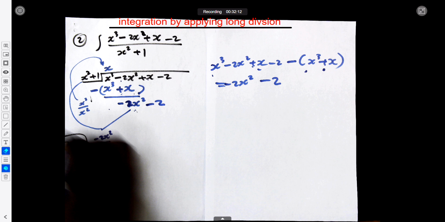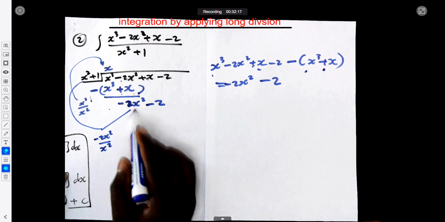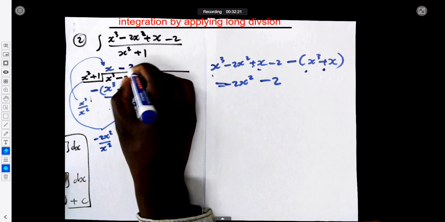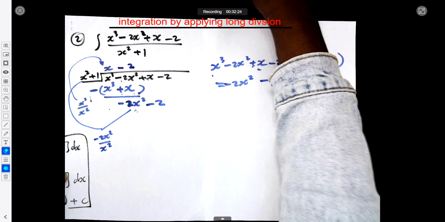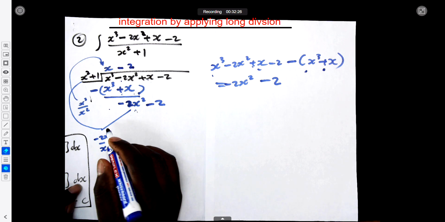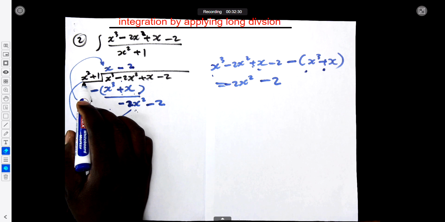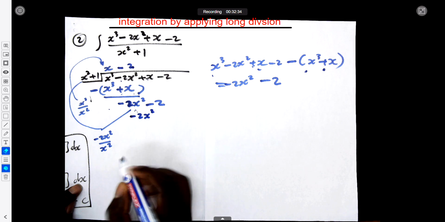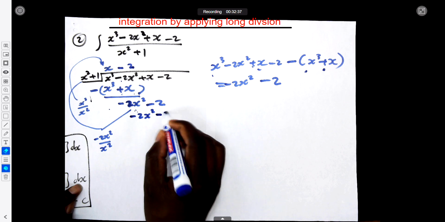The answer that we get, we must write it on top there. So I'm avoiding a lot of lines. So what is negative 2x squared divided by x squared? It's negative 2. The rule says that we must multiply after getting the answer. So it's negative 2 times x squared, so I have negative 2x squared. Then negative 2 times 1, so I have negative 2.